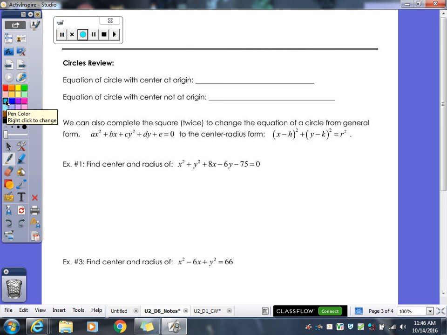Review quickly equations for a circle. So if we have a circle with its center at the origin, our equation would be x squared plus y squared equals the radius squared. Do you remember what it is if it's not at the origin? Anybody? Starts with an x minus h squared plus y minus k squared. Still equals r squared, always equals your radius squared.